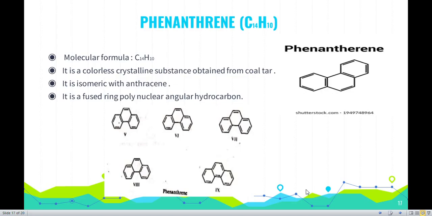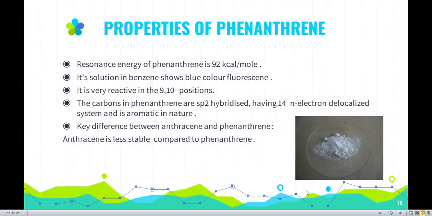Thank you, Divyani. Now I will explain about phenanthrene. The molecular formula of phenanthrene is C14H10. It is a colorless crystalline substance obtained from coal tar. It is isomeric with anthracene. It is a fused ring polynuclear angular hydrocarbon. As you can see, here is the structure of phenanthrene and five canonical structures.